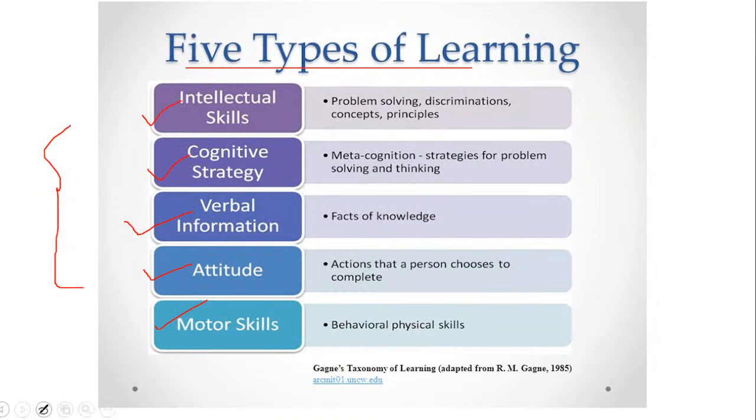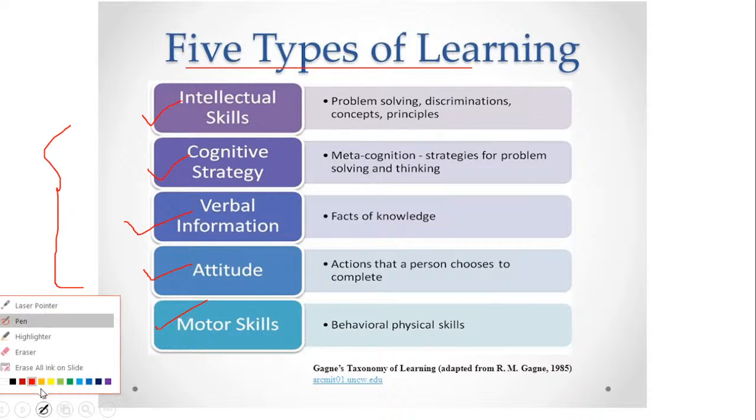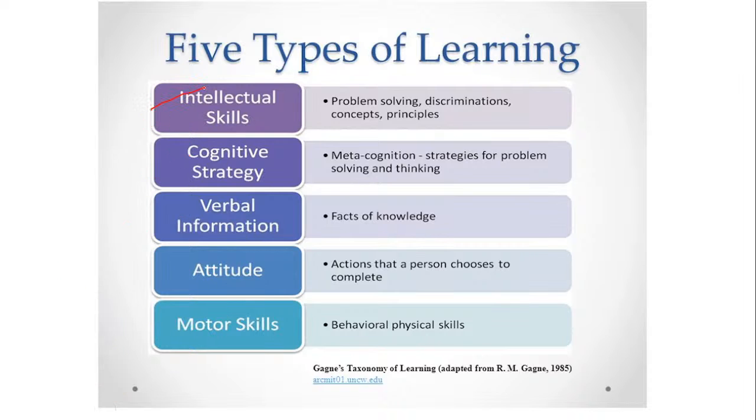Now diagrammatically also you can keep it in mind with the help of keywords. Intellectual skills, as I said, include problem solving, concepts, principles, that is rule learning. Rule learning happens with the help of various concepts or principles. Discriminations, that is distinguishing between things. Cognitive strategy, where we talk about metacognition and various strategies which involve thinking, learning, and problem solving.